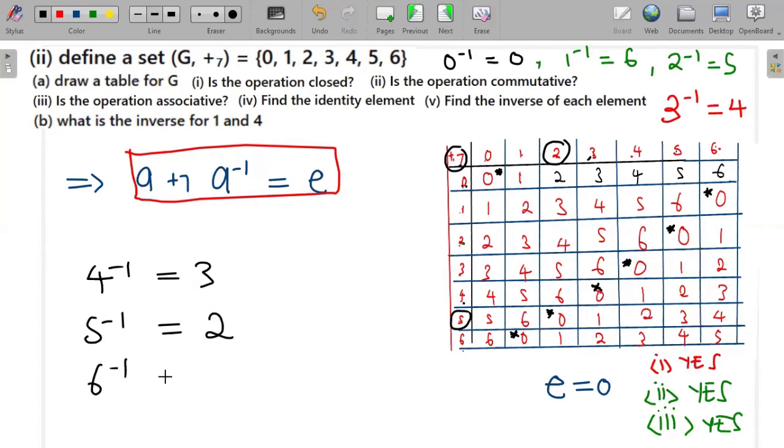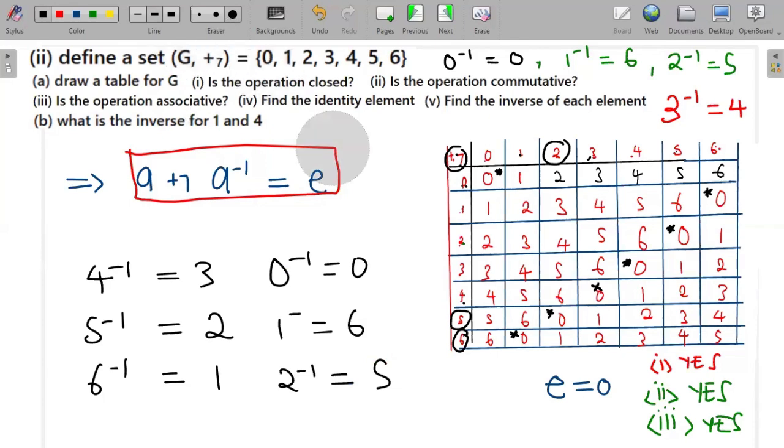Okay. What is the inverse of 6? I have 6 here, modulo 7, 1. I get 0. So the inverse of 6 is 1. Okay. So we have found everything. So the inverse of 0, we said it was 0. The inverse of 1, we said it was 6. The inverse of 2, we said it was 5. All right, so we found the inverse for each element there.